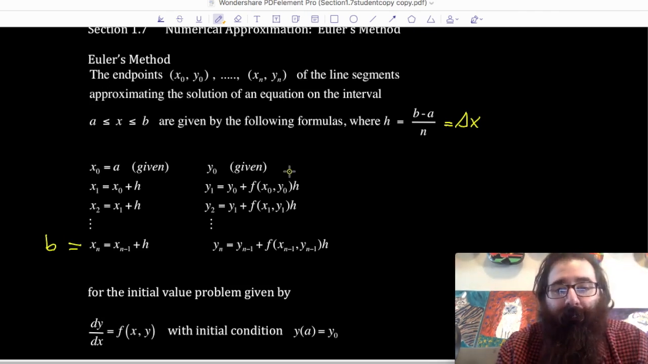Now the y values have a little bit more going on for them. Y sub 0 is some given value, and that would be given with an initial value. Then to find the next y value, so for example y sub 1, we would take that y value, y sub 0, and add to it the differential equation f evaluated at x sub 0, y sub 0, so that's the previous x and y, and then multiplying that by h. And then so on and so forth.